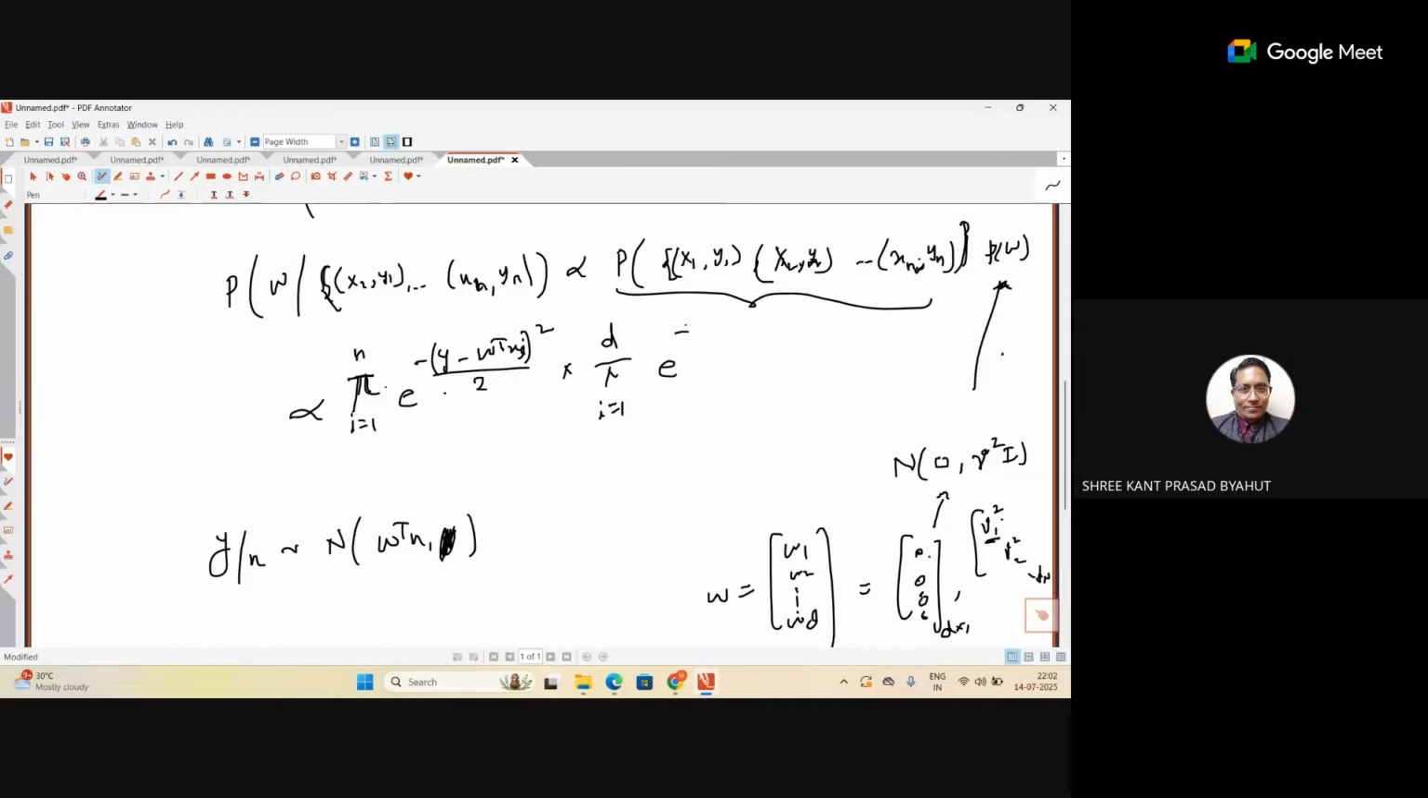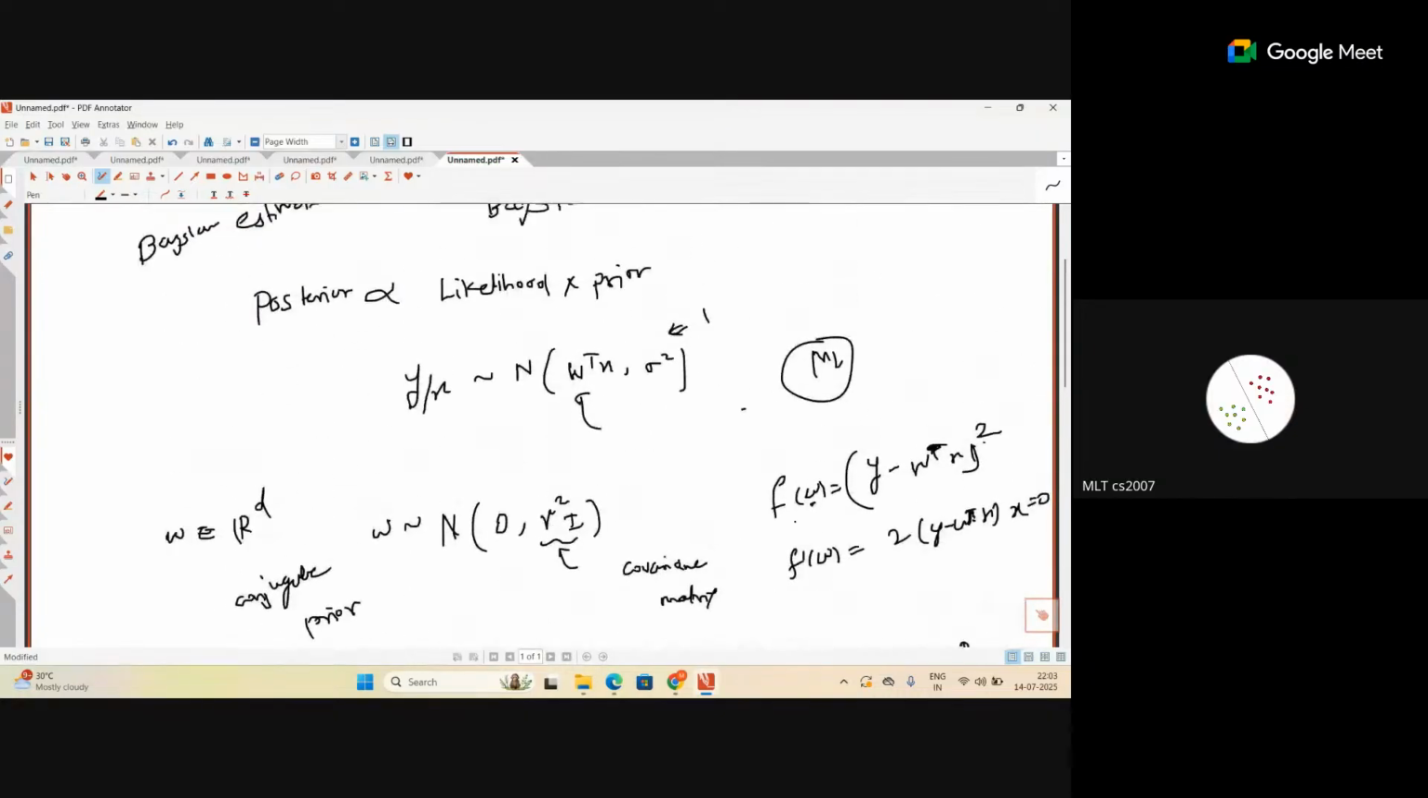I'm not getting the second part, the product. The product of each of these w's. What is the probability of getting w1? It is e to the power minus (w1 minus 0) square upon 2 gamma square, and here it is 1 upon root 2 pi gamma.